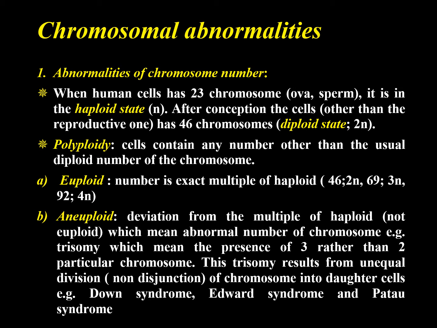So this means the presence of 3 rather than 2 of particular chromosomes. This trisomy results from unequal division of a chromosome into daughter cells.